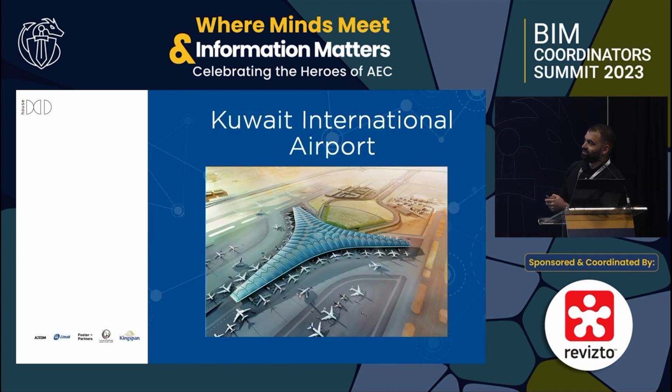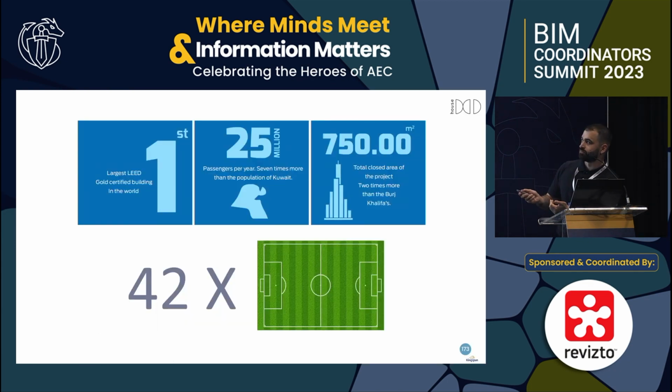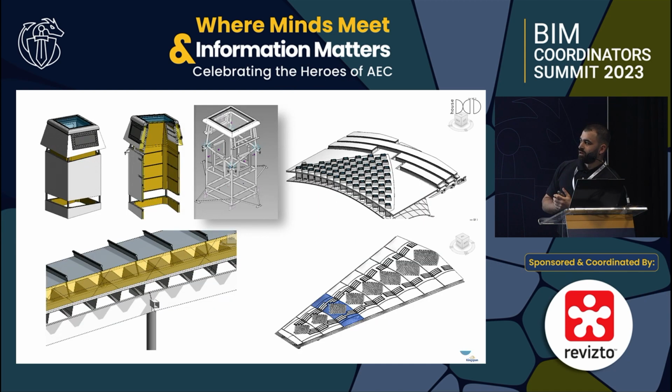So, yeah, this is another project I've done during my employment with Kingspan, which is Kuwait Airport. I'll mention it at a very high level and very quickly as well. It's one of the largest airports in the Middle East. We're talking about an area of 42 football fields. And one of the elements that I want to highlight from the automation part we've done here, working with Foster and Partners Architects and the contractor Limak on that project.